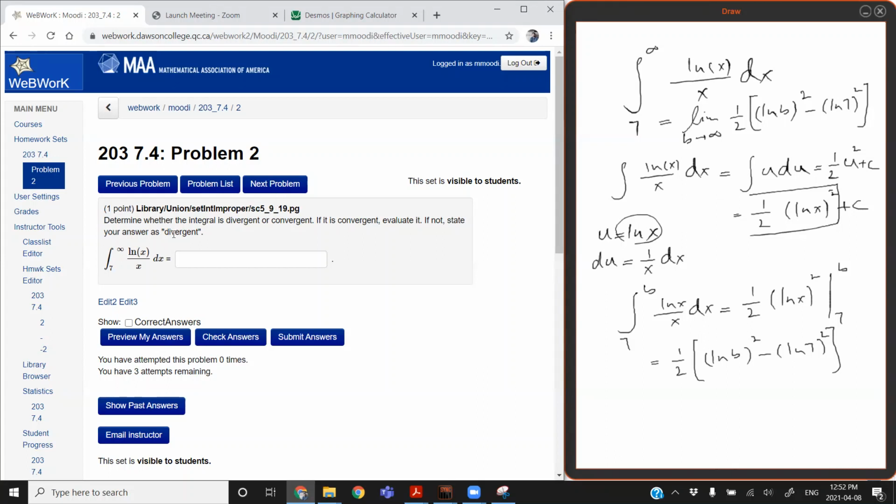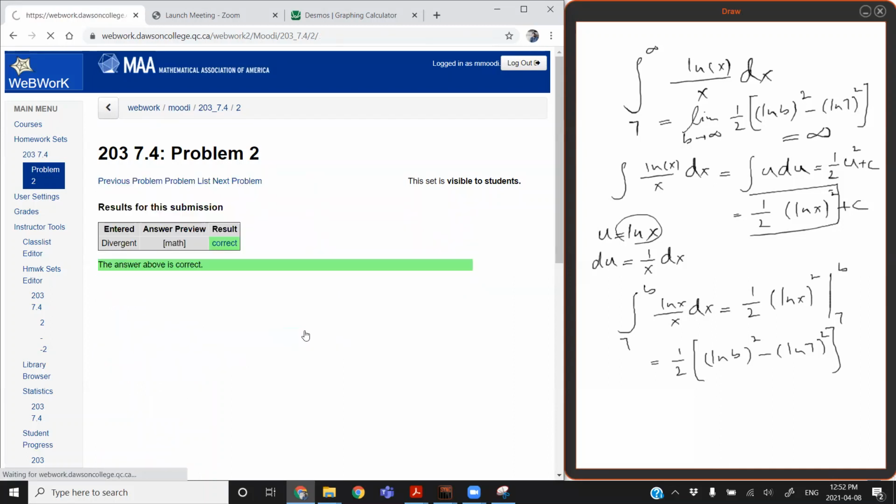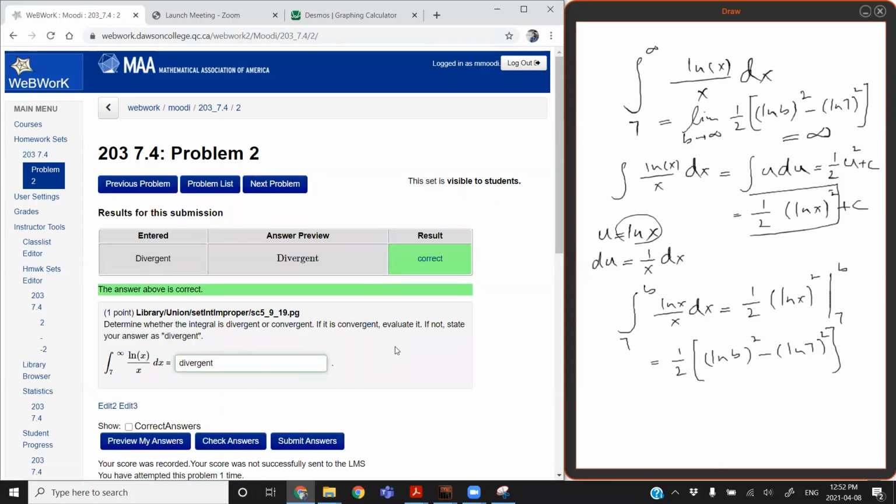It's divergent. So it says to determine whether the integral is divergent or convergent. Since this limit is infinity, this is divergent. If it's convergent, evaluate it. If not, state that it's divergent. So I'm just going to copy divergent here, paste it here, submit the answer, and that's the way to go. So if the answer is infinity, you just say that the improper integral is divergent. You're good?